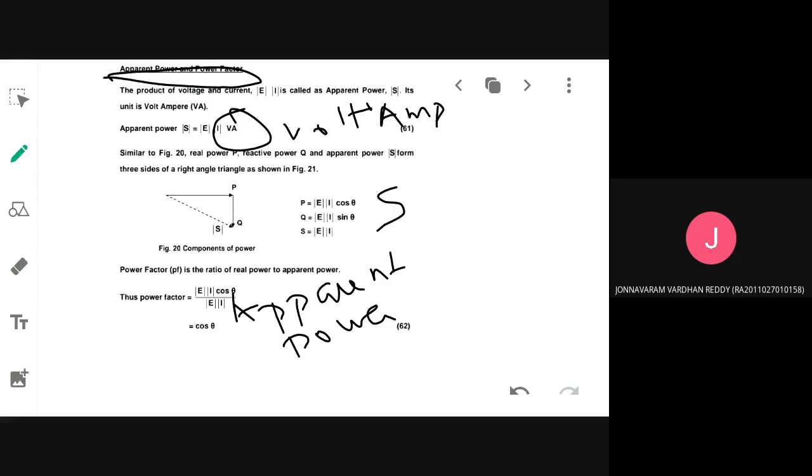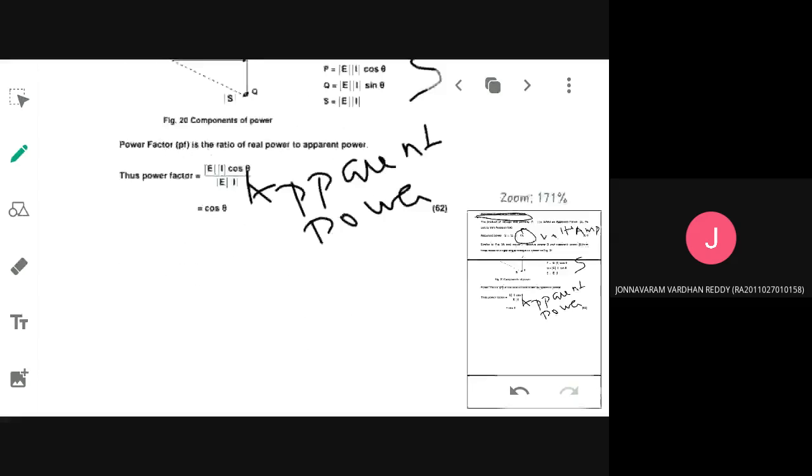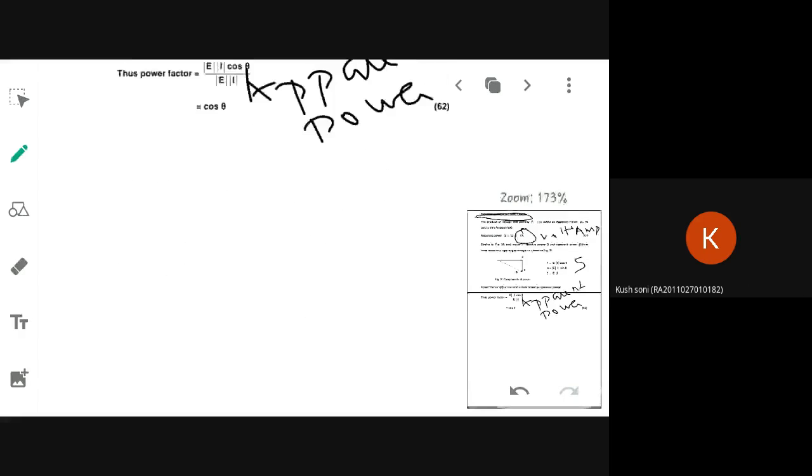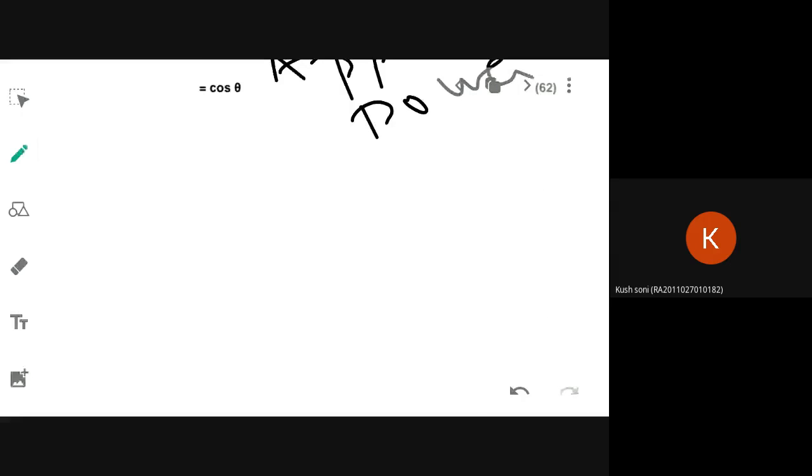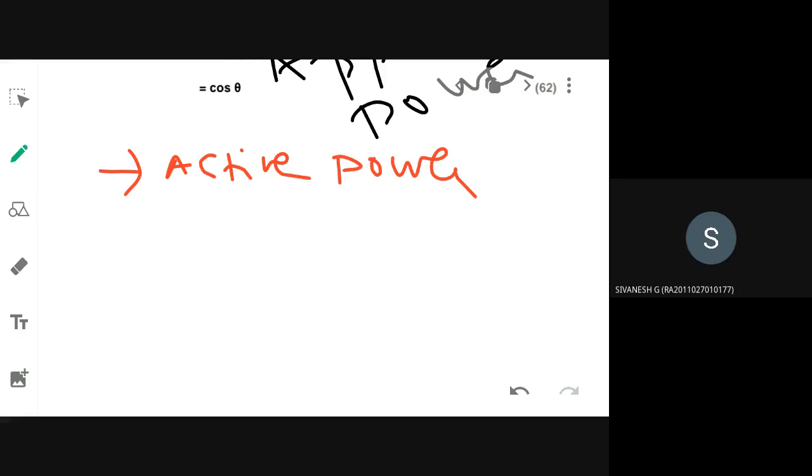All understood the three types of power? Active power, reactive power, apparent power. The first one is active power, denoted by P. The formula is VI cos theta, or cos phi. The unit is watts.